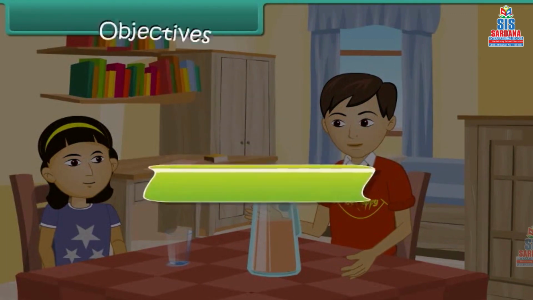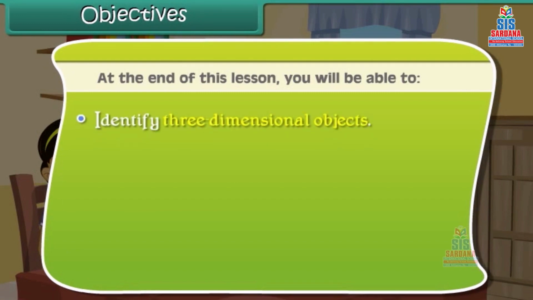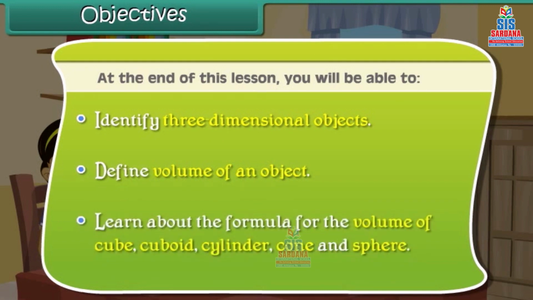Objectives. At the end of this lesson, you'll be able to identify three-dimensional objects, define the volume of an object, and learn about the formula for the volume of a cube, cuboid, cylinder, cone, and sphere.